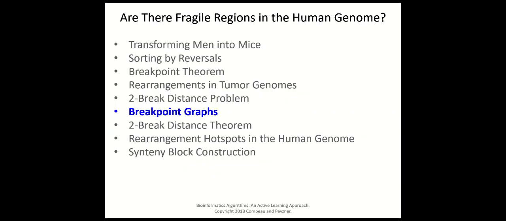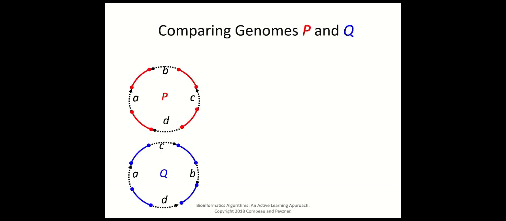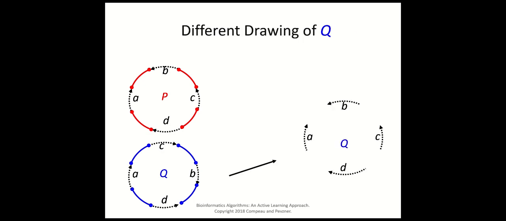Now, we are going to speak about the breakpoint graph, and we are going to compare genomes P and Q. First of all, I should normalize the genome Q into the format A, B, C, D. And I'm going to replicate the original one as A, C, C, B, here as B, D, yes, and here I have B, A.